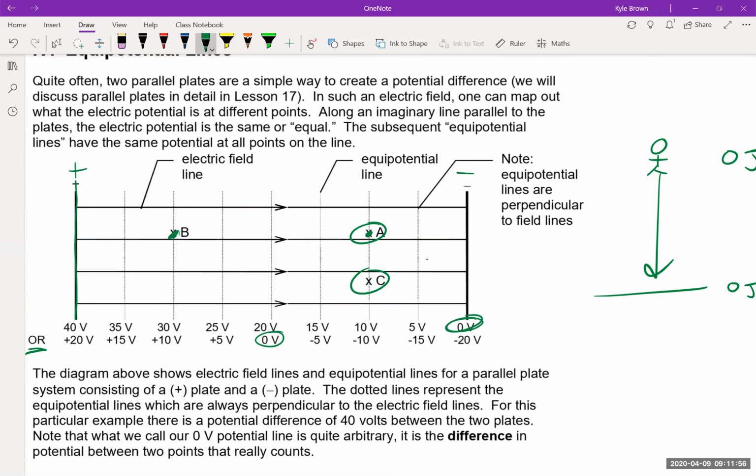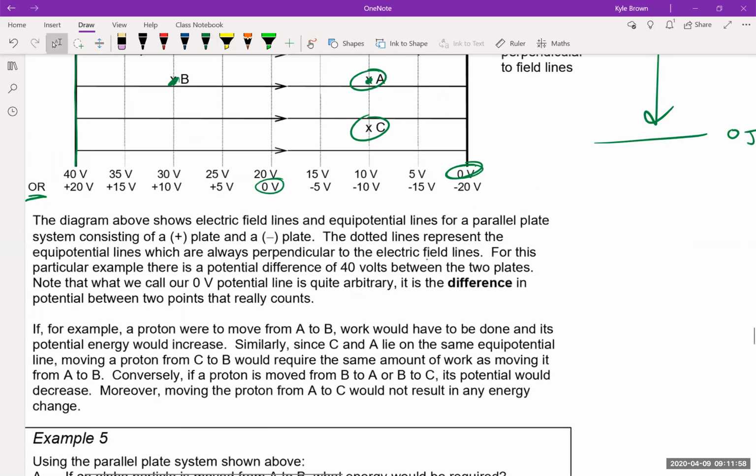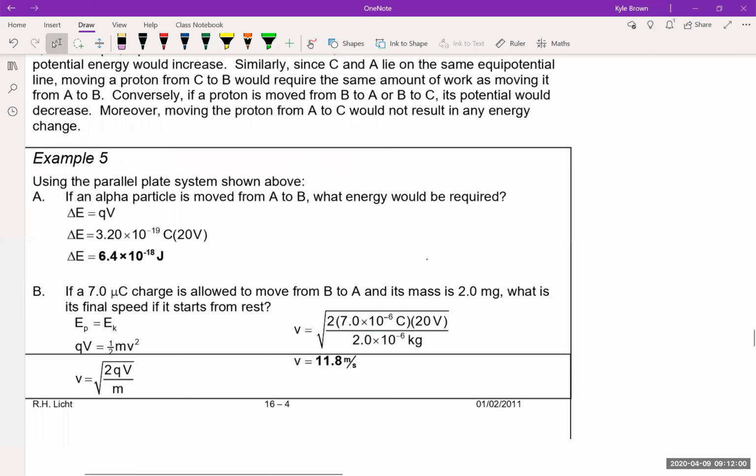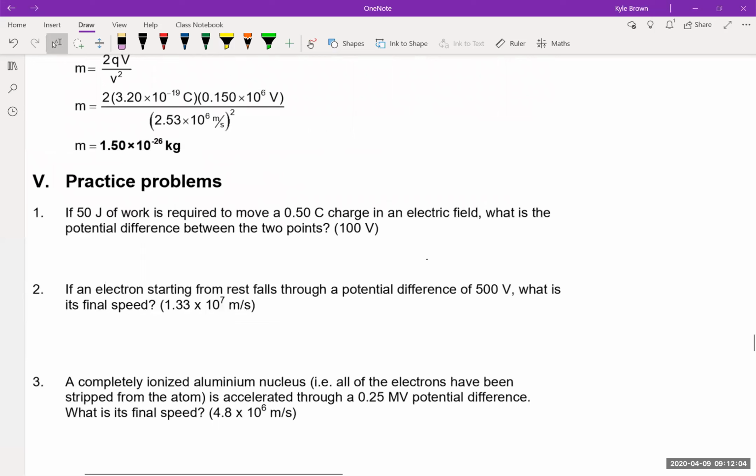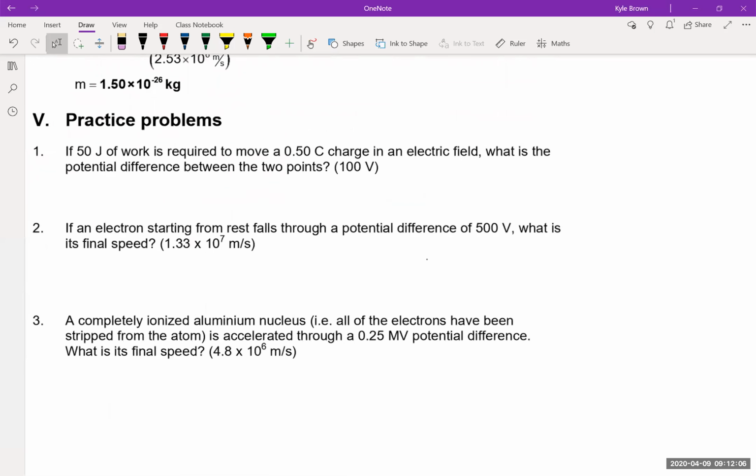All right, moving on. For the most part here, we should be able to do some practice problems and be done. So we should be done pretty quick on this one, I think. Number 1: if 50 joules of work is required to move a 0.5 coulomb charge in an electric field, what is the potential difference between the 2 points? Okay, so this one's not too bad.